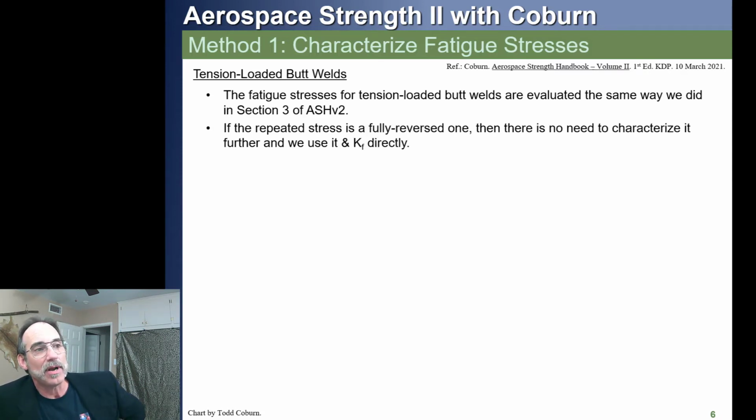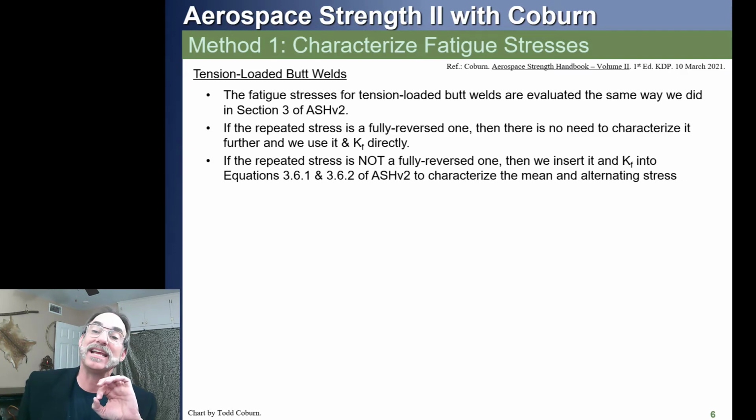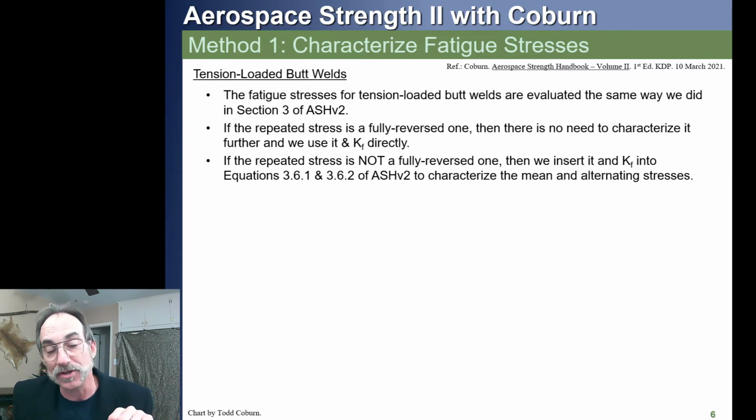Let's say we have a tension-loaded butt weld. If that's the case, we're basically going to use chapter 3 for everything. If we have repeated stress, if it's a fully reversed repeated stress, then we don't need to characterize our stress. We already said that. We'll just apply K sub F to that, and now we'll use that stress as our factored fully reversed stress. Okay? If it is not a fully reversed stress, then we need to convert it to one, and the first step will be to calculate our mean and alternating components. So what we will do is go back to equations 3.6, 1, and 2 from chapter 3 of our handbook to calculate the mean and alternating stresses.